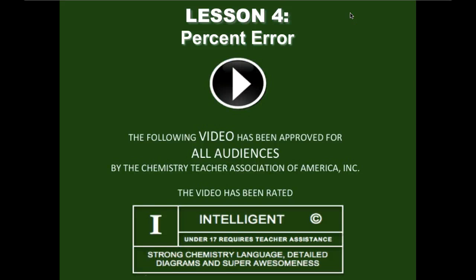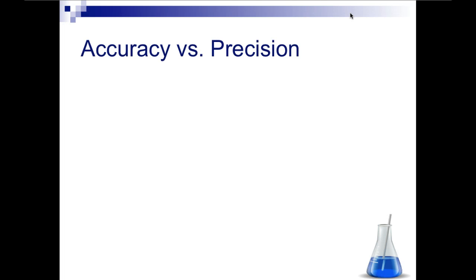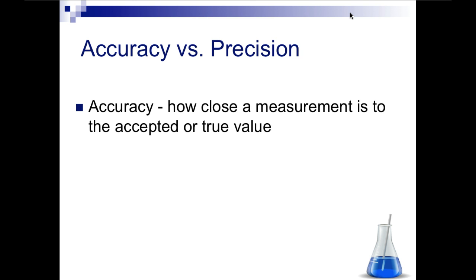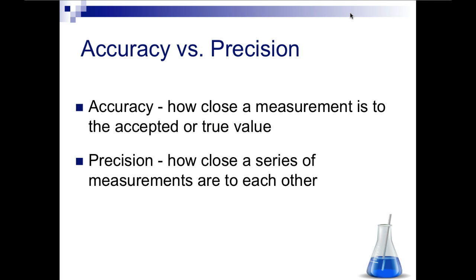All right, guys, let's look at lesson 4, which talks about percent error. So first, we got to talk about accuracy and precision because that's going to become a crucial component of the percent error. So accuracy is how close a measurement is to the accepted or true value. So that's the same as saying, how close are you to the right answer? Precision is how close a series of measurements are to each other.